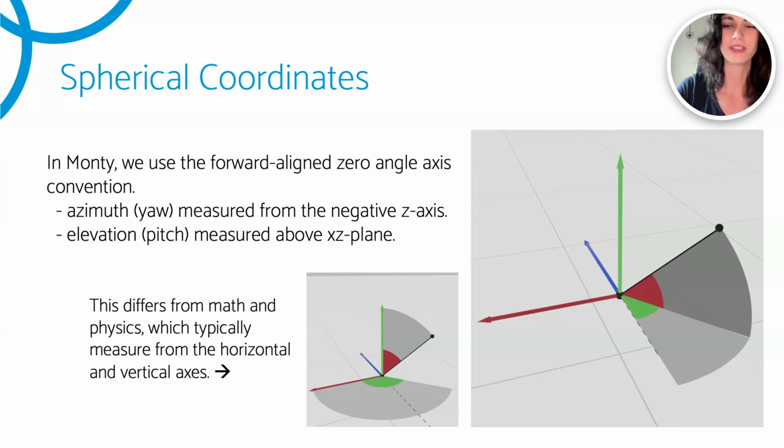So, sorry, Scott, I think I missed it. If I were to ever Google which convention is used where, what are the terms for these? Forward aligned zero angle axis convention. That's a mouthful. Okay.